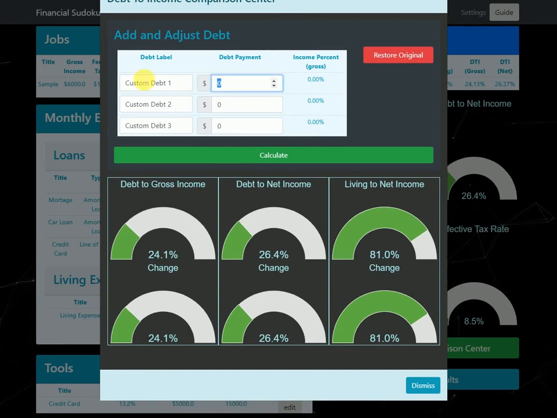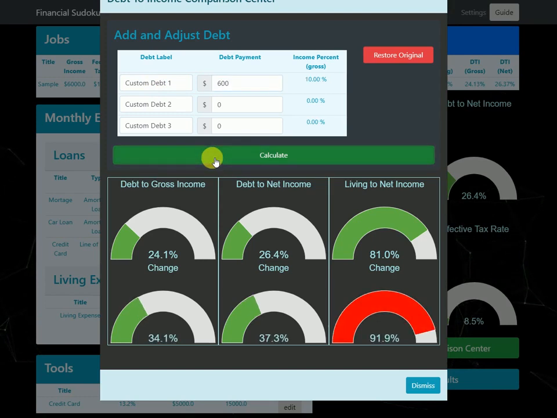This is very useful when you want to see if you're going to qualify for another line of credit or other item. Perhaps you're trying to acquire rental real estate. So let's say we're able to get a line of credit. The payment's going to be $600. So by calculating that, we can see what the new debt to gross income is. It's 34%, so we should qualify for it.